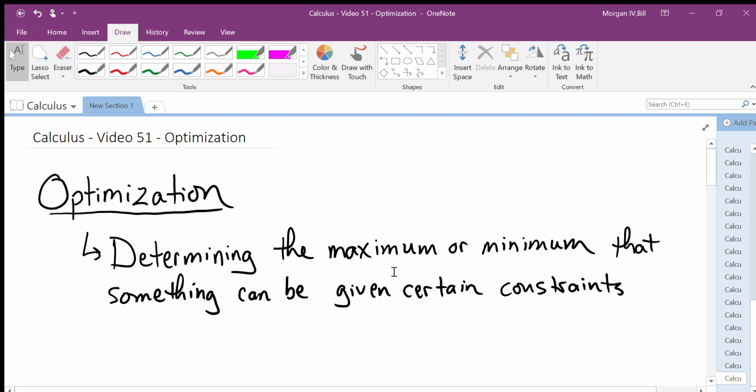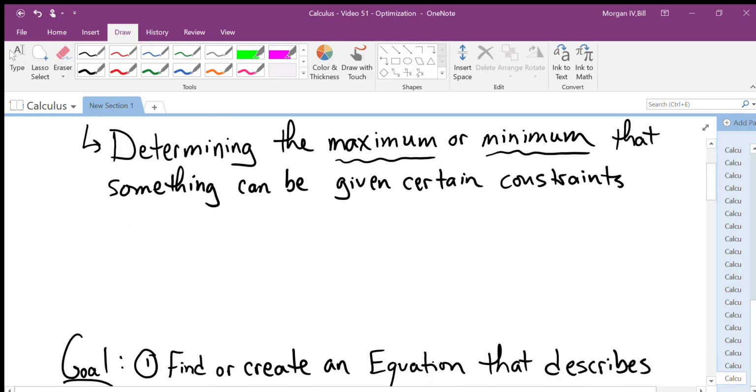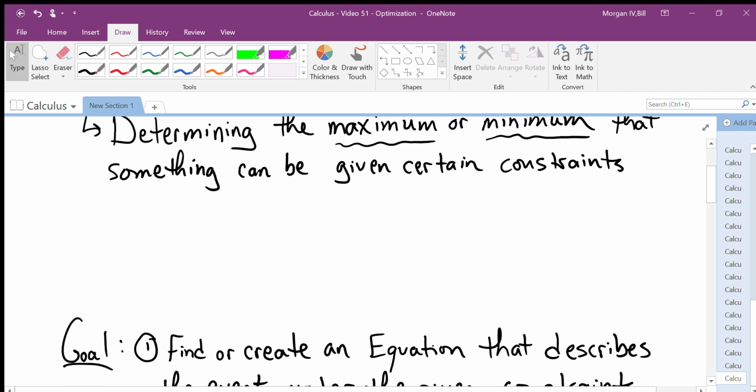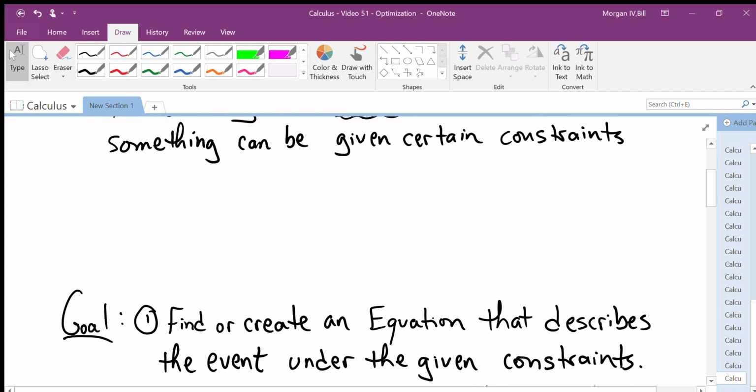Calculus, video 51, optimization. In optimization, we are determining the maximum or minimum that something can be given certain constraints or certain parameters. So we're looking to find the maximum or minimum, one or the other. The problem will tell us which one we're looking for in a certain situation. Let's start by looking at some general rules or goals about how to determine an optimization problem, how to find this maximum or minimum.